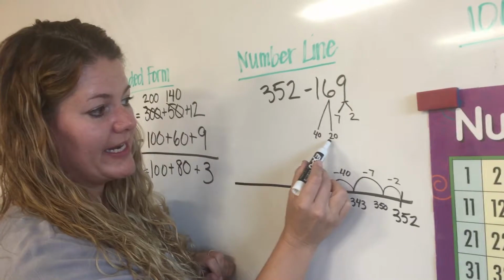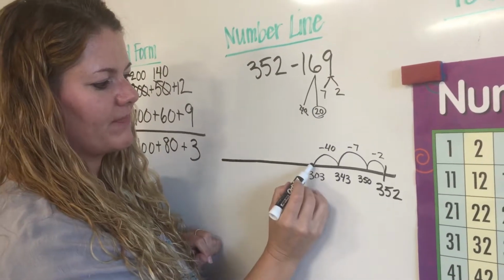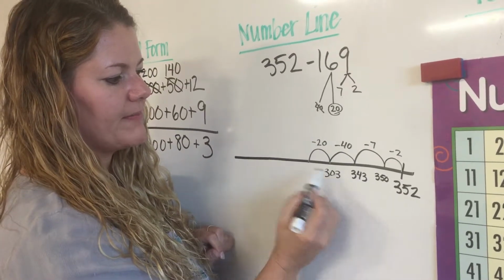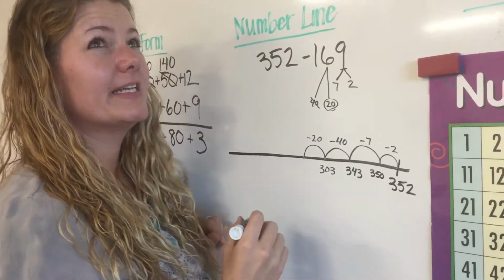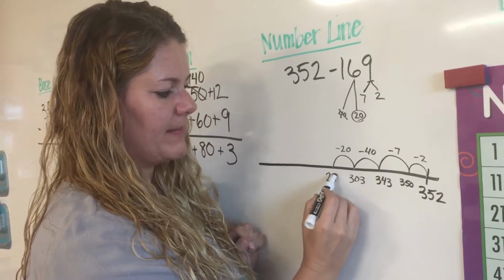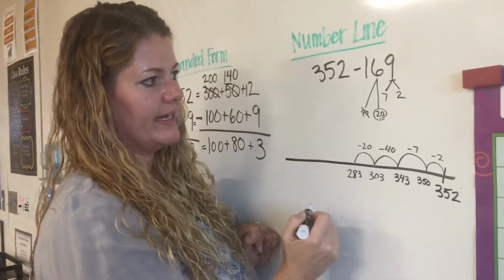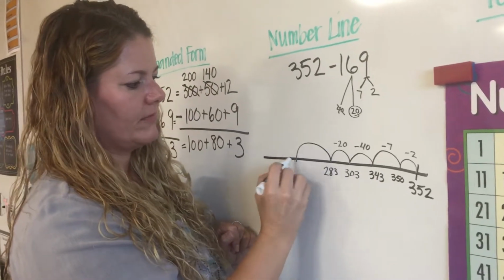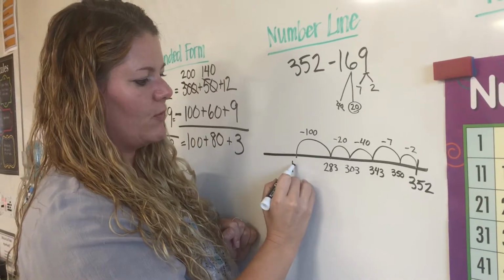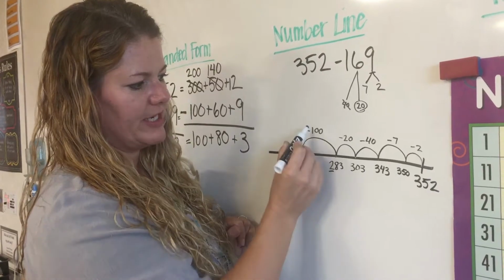Now I'm going to do a 20 jump because we've already done this one, so we just have to do that one. So we're going to do minus 20. So 303 minus 20. 300 minus 20 is 280, but we have to remember that 3 is still there. Now we have our hundreds jump. So I'm going to do a bigger 100s jump, and I end up with 183 because the hundreds place is the only thing that changed there.